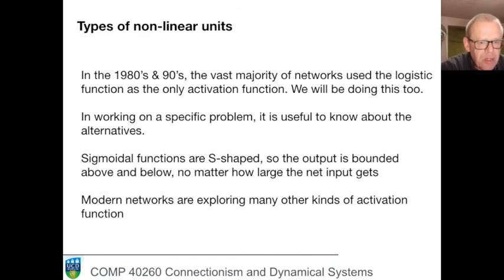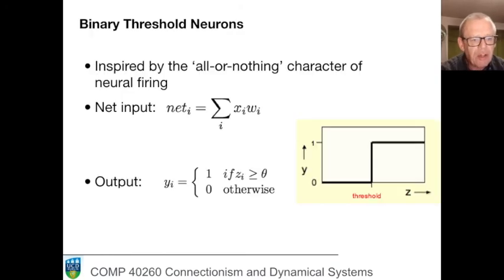But when you're working on a specific problem, if you're in the field of neural networks, the more you understand about the problem, the better able you will be to choose an architecture and a training regime that suit the characteristics of the problem. S-shaped functions are highly generic. All we care about is the upper and lower bounds. But modern networks are exploring quite a few other activation functions. One that we've met already is the binary threshold unit.